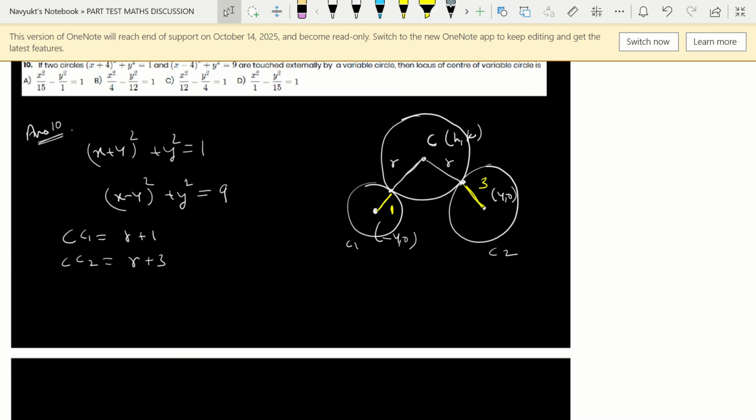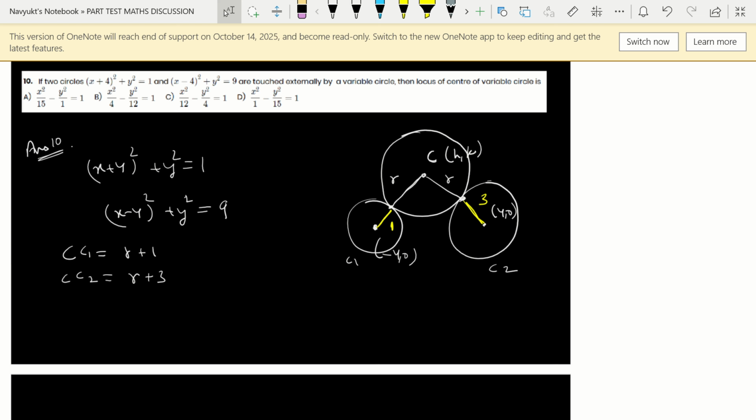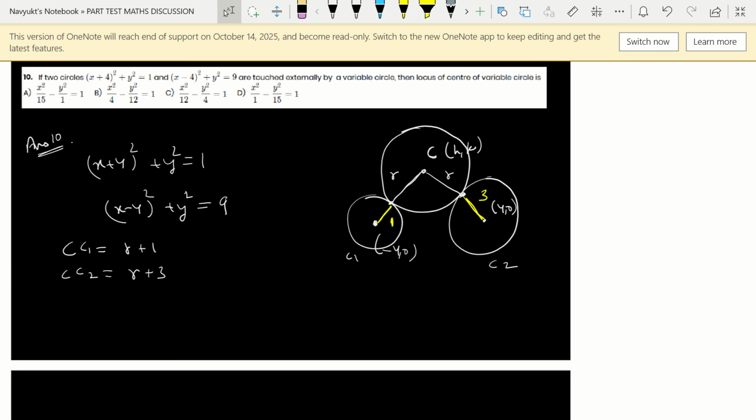So what we can derive from here, because we do not want r, we just need to find the relation of h and k, meaning the locus is a relation between h and k without any other parameter being there. So we'll subtract these two equations to get rid of r, which is another parameter that will also be changing, but we need not have that r in our final answer. That will give us CC1 minus CC2 as 1 minus 3, or you can easily write it as CC2 minus CC1 equals 2.